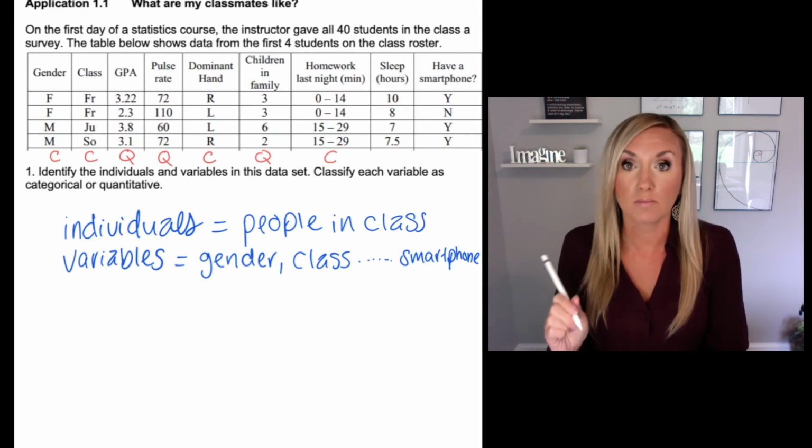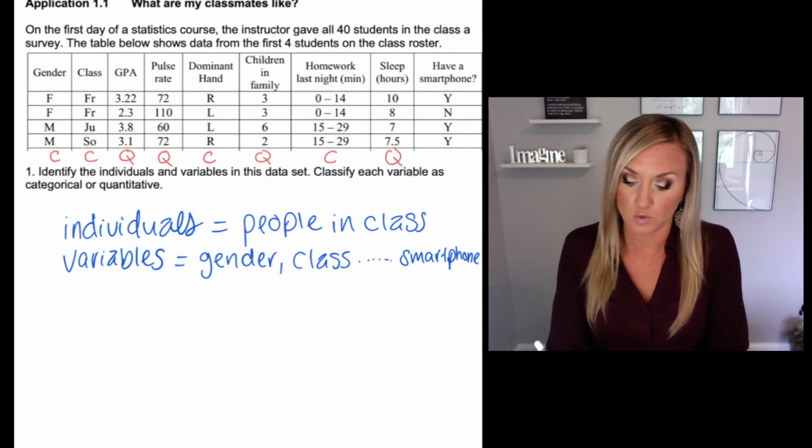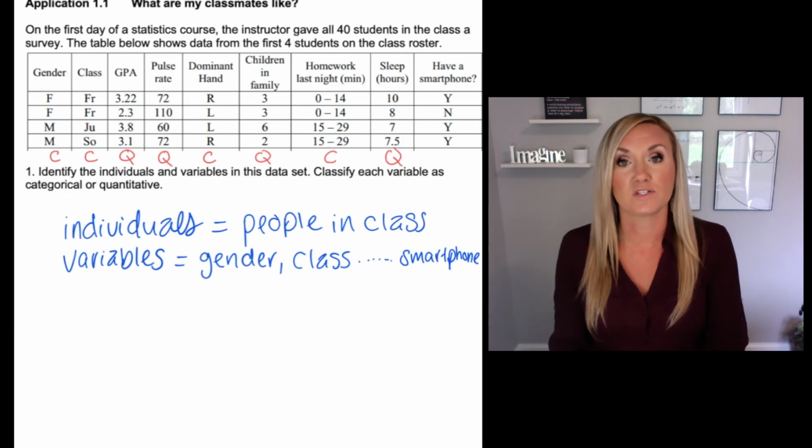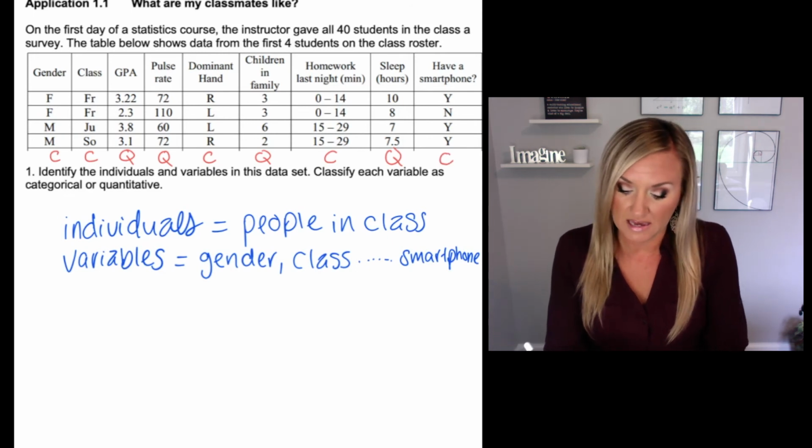Sleep, the number of hours is asking, so that is quantitative. And then have a smartphone, yes or no, that is categorical.